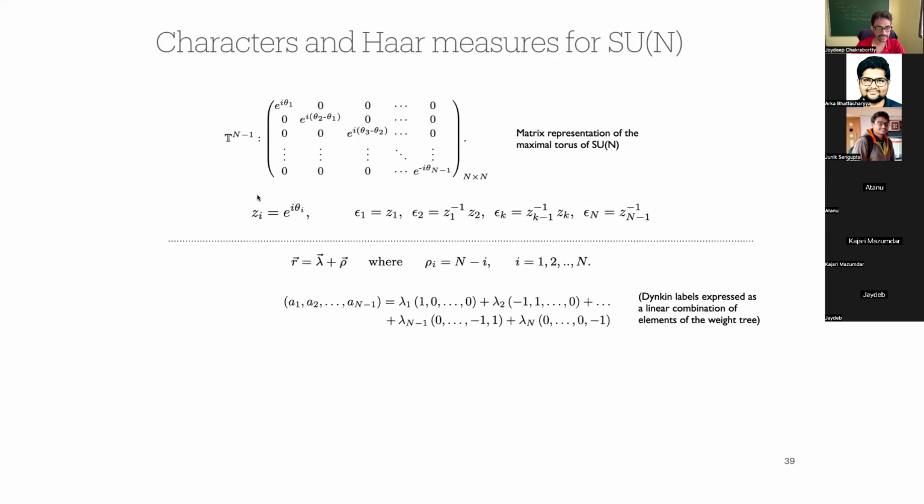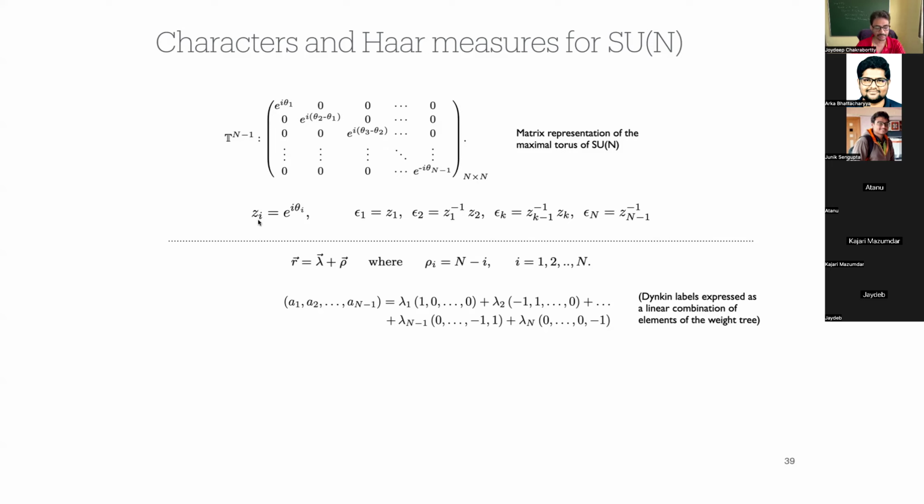our next task is to write down the torus matrix. So this is the torus matrix for SU(N). Here I am writing in terms of epsilon coordinates, so that's why it's n by n. You can see that this is written in terms of e to the power theta 1, e to the power theta 2 minus theta 1, and so on. And here the Zi are the U(1) copies; there are n U(1) copies.